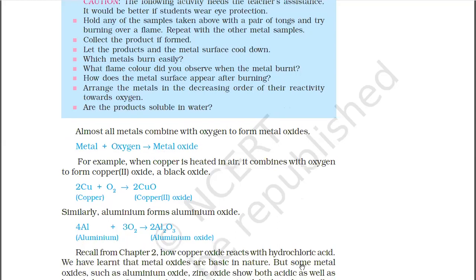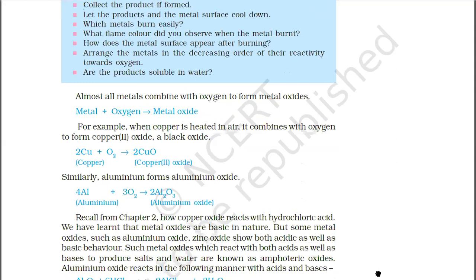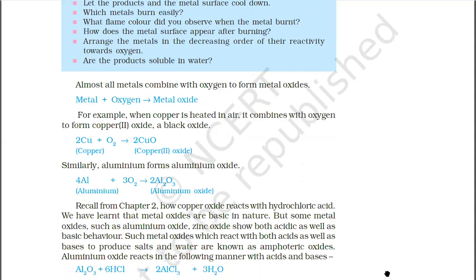Almost all metals combine with oxygen to form metal oxides. Metal plus oxygen gives metal oxide. For example, when copper is heated in air, it combines with oxygen to form cuprous oxide, a black oxide. 2Cu plus O2 gives 2CuO. Similarly, aluminium forms aluminium oxide. 4Al plus 3O2 gives 2Al2O3.